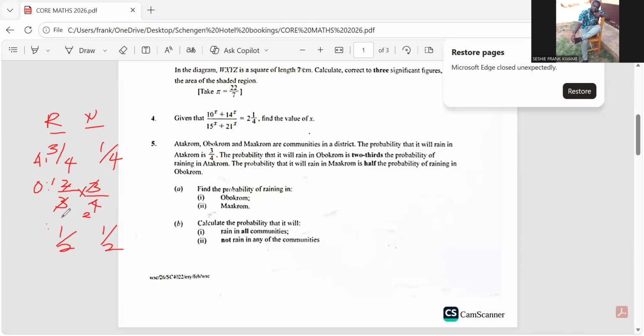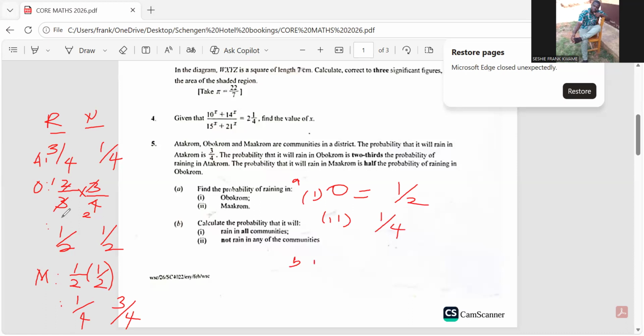Then we take Mark room, that's half of the rain in Obo room. So that's going to be 1 out of 4. So not raining will be 3 out of 4. Now we are going to solve for Obo room. We had 1 out of 2, then Mark room we had 1 out of 4.